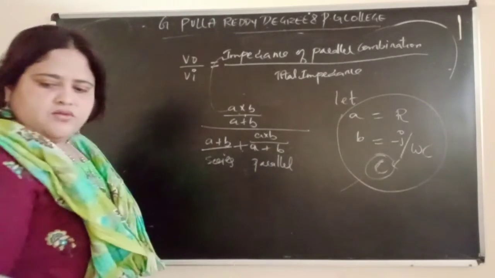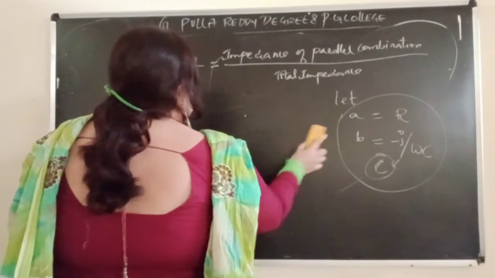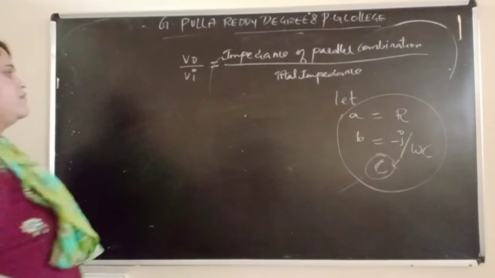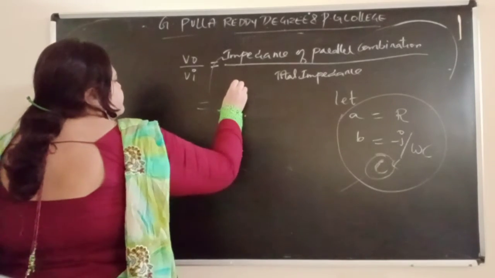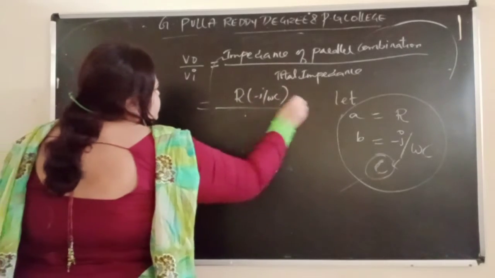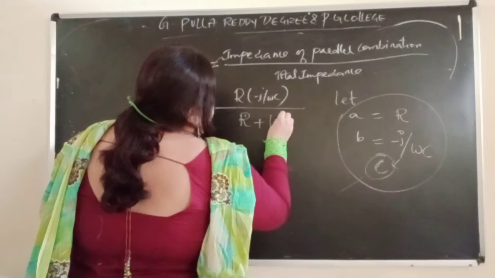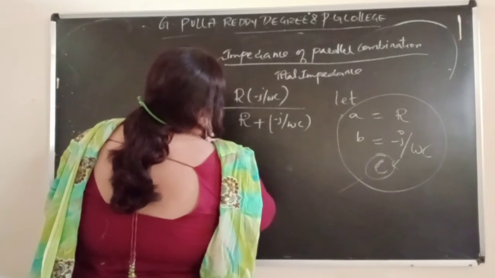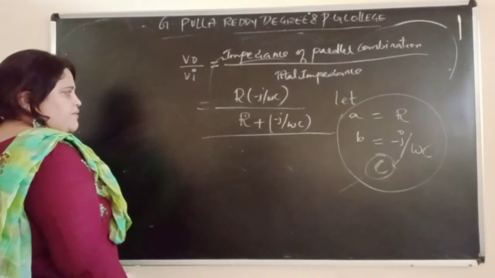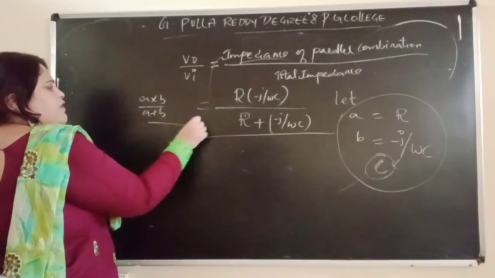So what is A? I should substitute here. A into B is R into minus j by omega C, over R plus minus j by omega C. This is the impedance of the parallel combination, because the formula is A into B over A plus B.